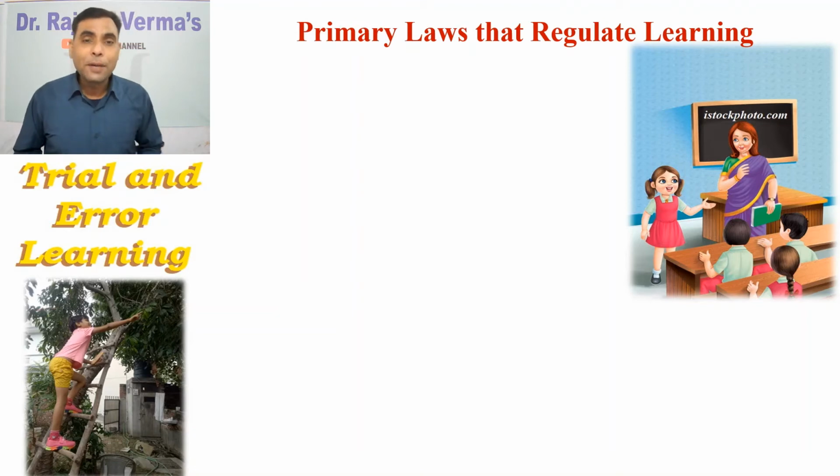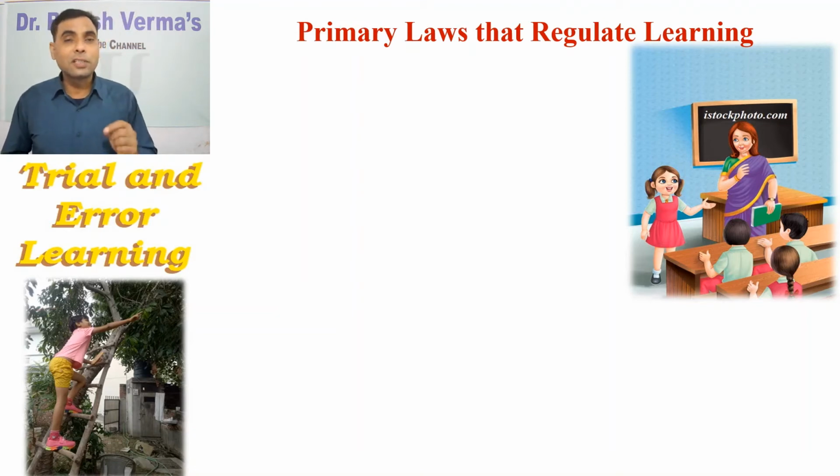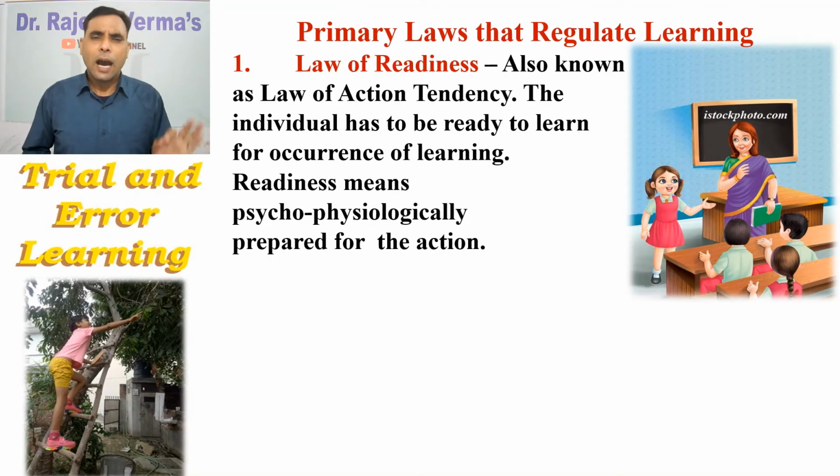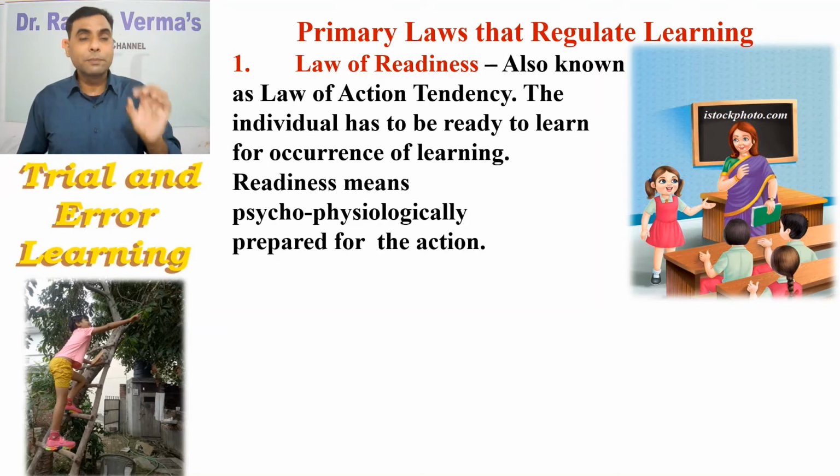Now, what are the primary laws that regulate learning? Along with that, Thorndike suggested some primary laws. The first one is the law of readiness. It's a simple one, also known as the law of action tendency. The individual has to be ready to learn for the occurrence of learning. It means if you are ready to learn, then only learning occurs. That is the law of readiness.